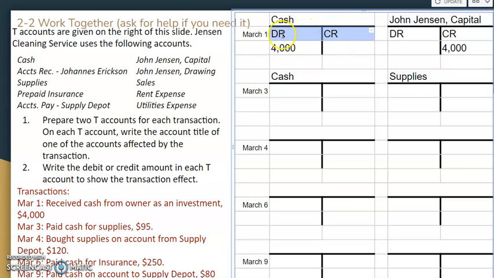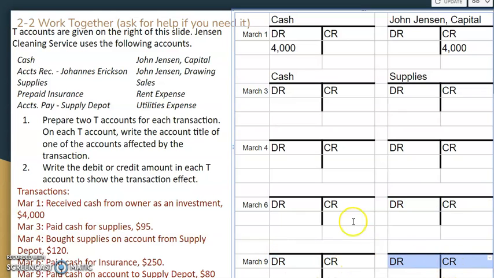Again, the left side is always the debit, the right side is the credit. So we'll go ahead and fill those in for all of our accounts. And in this particular one, we paid cash for supplies, $95. So our cash goes down with the credit by $95. Our supplies goes up with a debit by $95. And remember, our debit must always equal our credit for each entry. So we must always have a credit and a debit.